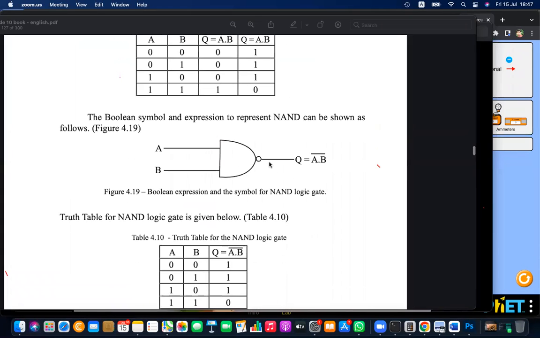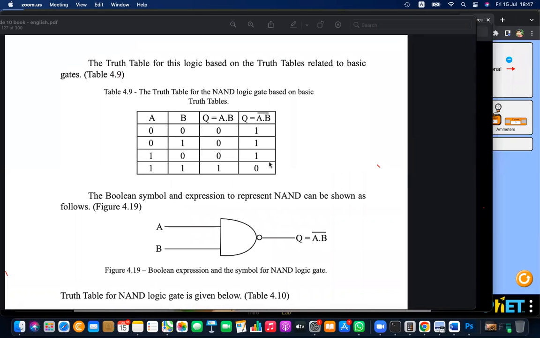But if you do the reverse, you'll get some opposite results. So let's do this reverse. Reverse means first you NOT A, then NOT B, and then you AND them. So this will not be the same. A NOT will be 1 1 0 0, and B NOT will be 1 0 1 0.